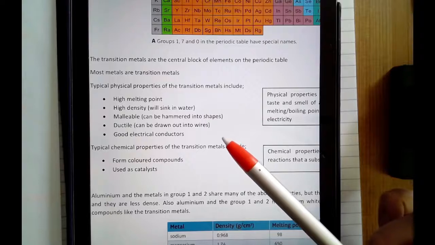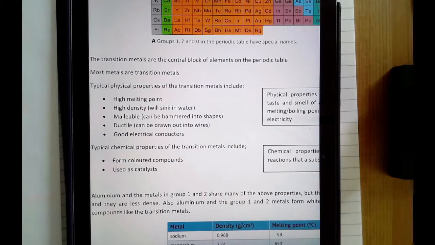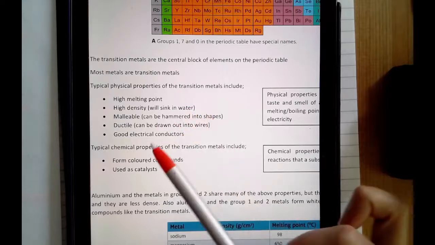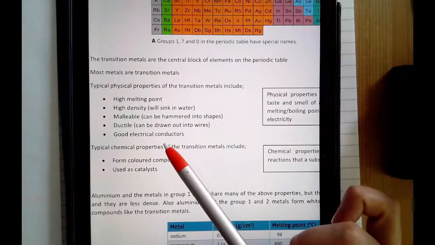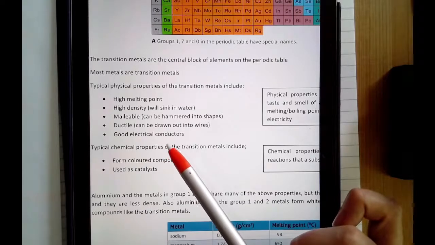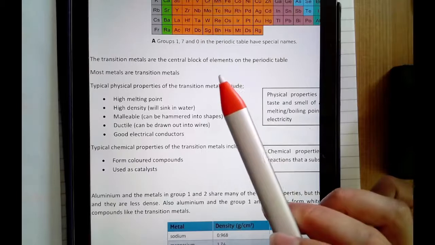You have to hammer the metal into the shape of a car. Ductile means it can be drawn out into wires. Again, very useful property. Something like copper is used for electrical wires and you can draw it out into the shape of a wire. And again, good electrical conductors, we've talked about why, because they have delocalized electrons that can carry current. So they're the typical physical properties of your transition metals.